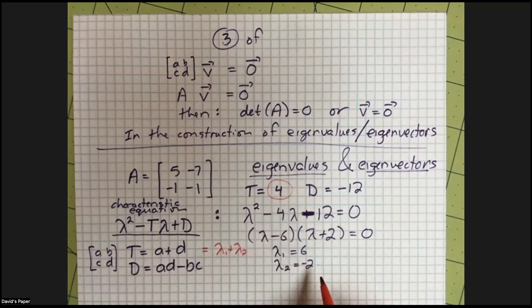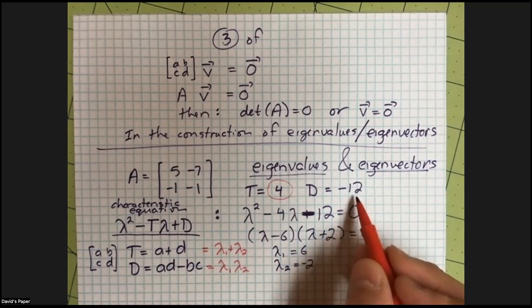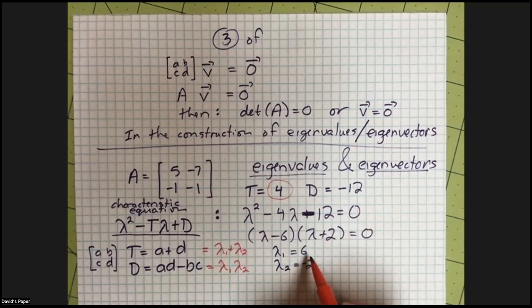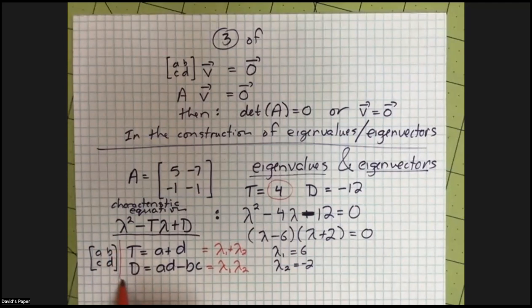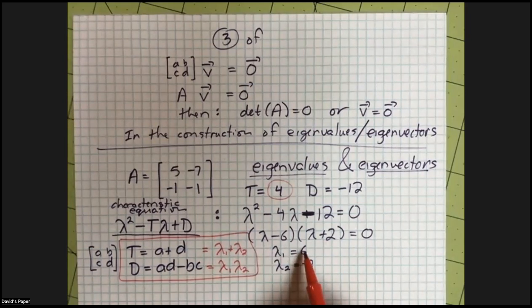Even better, what happens when you multiply λ1 and λ2? 6 times -2 is -12. The product of the eigenvalues is always equal to the determinant. So we're going to use this to our advantage sometime soon. That's a cute fact. It's kind of a safety check too, right? Did I factor this right? Well, 6 plus -2 is 4. 6 times -2 is -12. I think I factored this right.